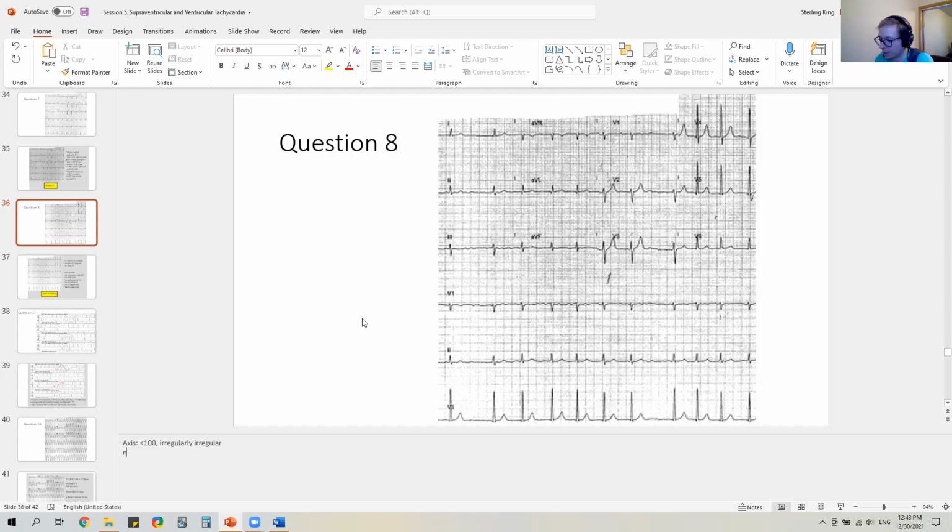Lead 1, aVF, normal axis. Rhythm. Well, we're looking for P waves, and I don't see any P waves in here. No P's. Not very clear. This is just kind of weird. And this one, V1, looks all kind of wavy. So the rhythm is irregularly irregular, and it's really hard to see P waves. It's probably atrial fibrillation.